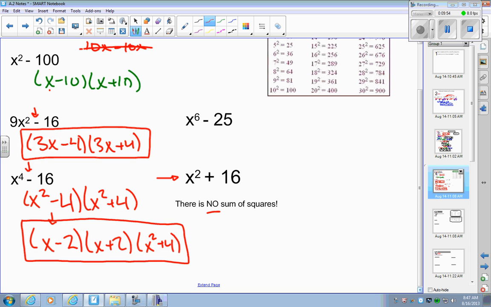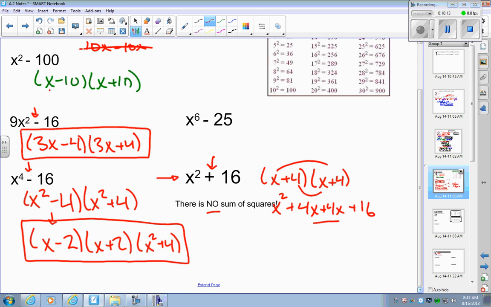So if you think x squared plus 16 is able to factor, you might try x plus 4, x plus 4. But what happens is you get that middle term of 4x and 4x, which gives you 8x, but there's no 8x in the middle there, so there's no sum of squares. Okay, so the book refers to those things as prime. So we would just say it's not factorable, it's prime, or you just kind of leave it alone.